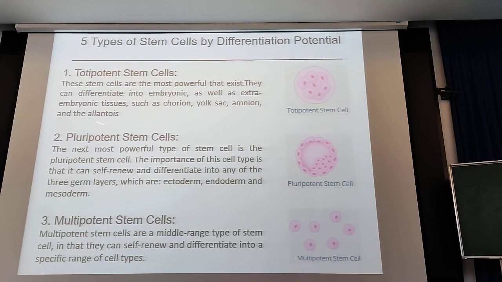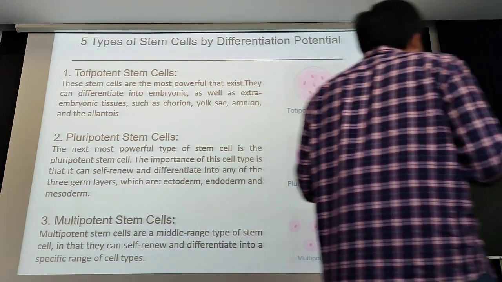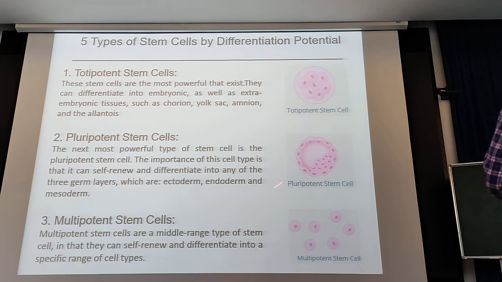The second type of stem cell is the pluripotent stem cell, which develops after 6 or 7 days of embryonic development. This can be divided into different germ layers: the ectoderm, the endoderm, and the mesoderm. Basically, it can still differentiate into a wide range of cells in embryonic development. The next type is the multipotent stem cell.